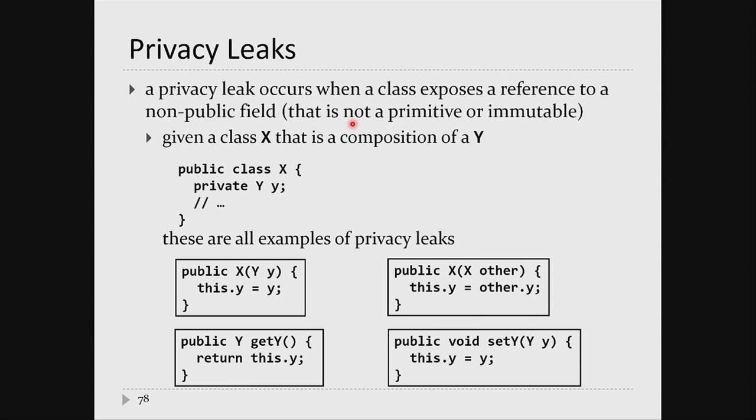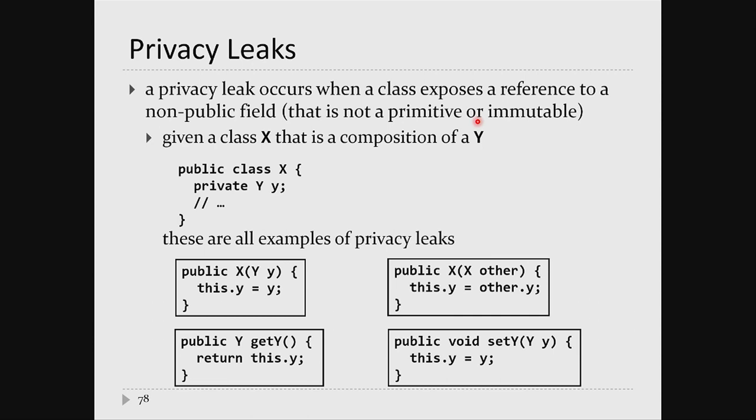If you have an immutable field, you can just return a reference to it, because you can't change its value. You can't change the state of an immutable field anyway. The object's immutable; its state can't change. So you don't care about primitive and immutable objects. You just hand out references to immutable objects without caring, and you hand out copies of primitive fields without caring. So those don't matter.